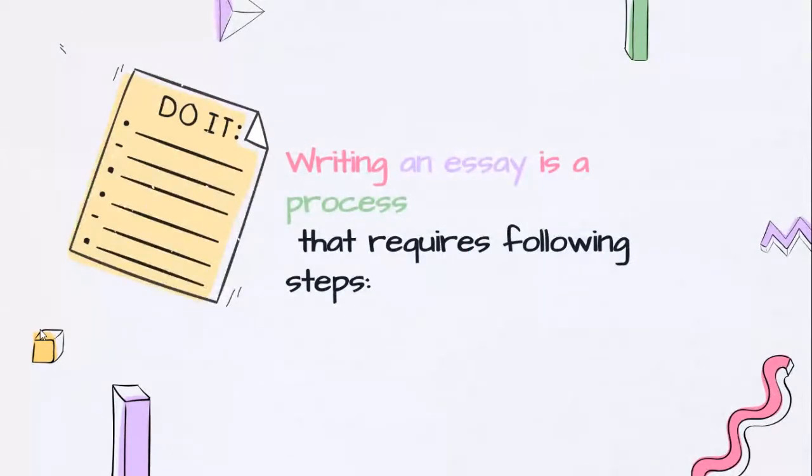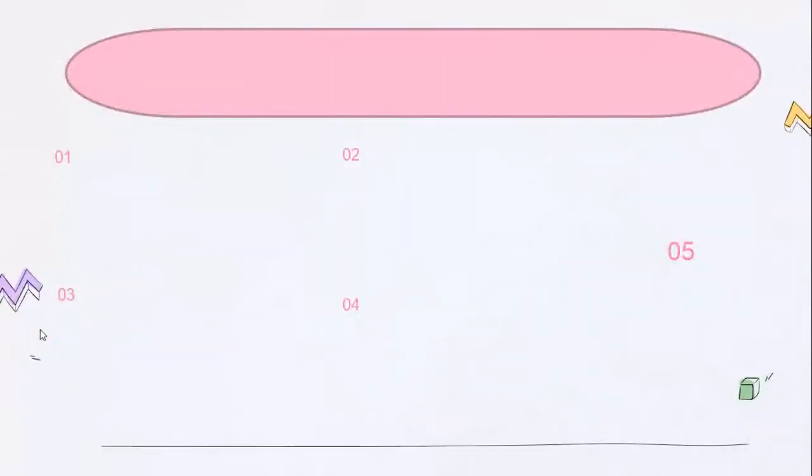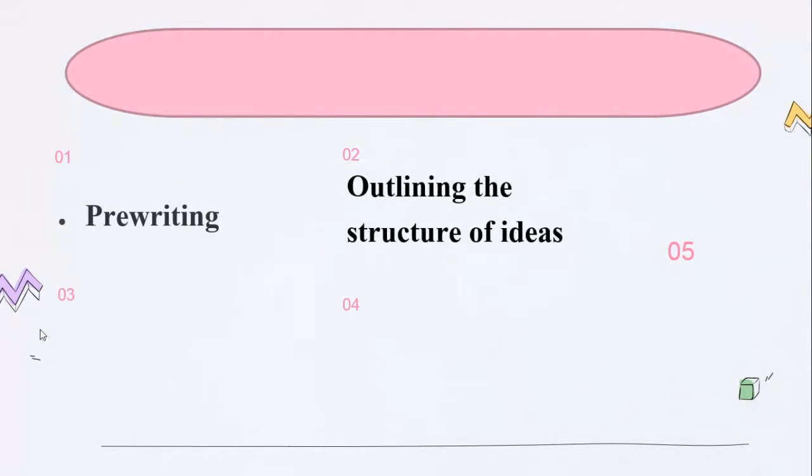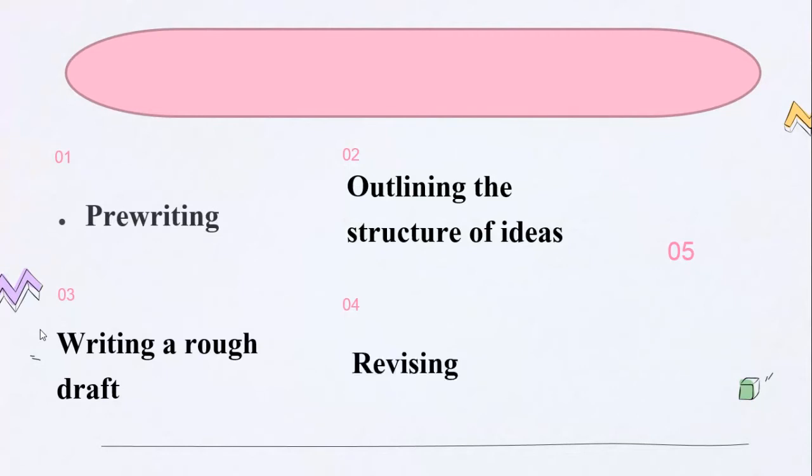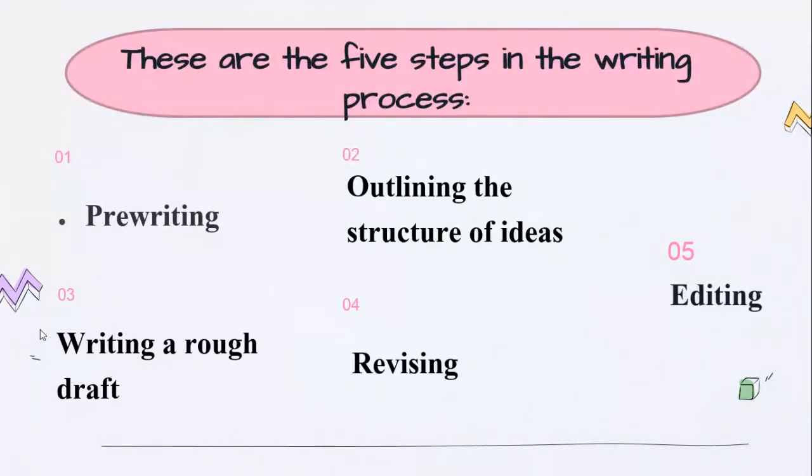In other words, writing is a process that requires the following steps and using strategies to accomplish your goals. So the steps we have here are: number 1, prewriting; number 2, outlining the structure of ideas; number 3, writing a rough draft; revising; editing. These are the 5 steps in the writing process, and these are mainly the focus of our workshop today.